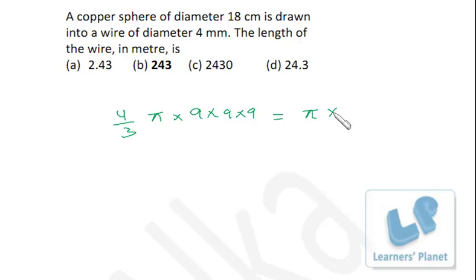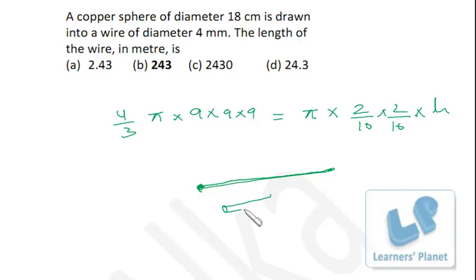So it is pi r square. r is 2 mm, that means 2 by 10 centimeter, and h is the height of the cylinder. Height of the cylinder is nothing but the length of the wire, right? This is a very thin cylinder. Suppose this is the cross section, so that is the radius of the wire, and this is the length of the wire, or we can say the height of the cylinder. Okay, now the problem becomes very easy.